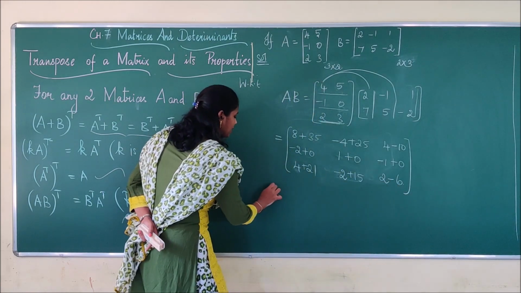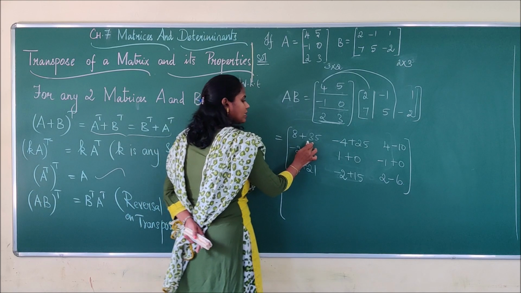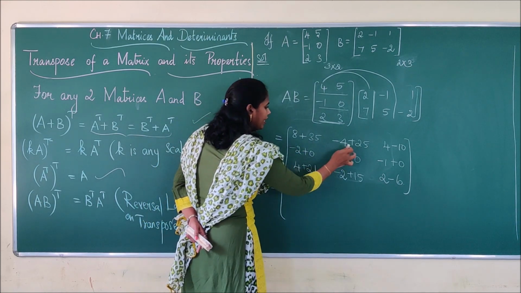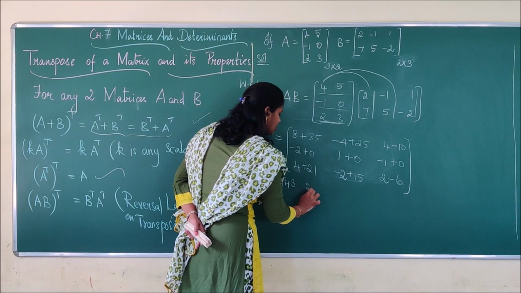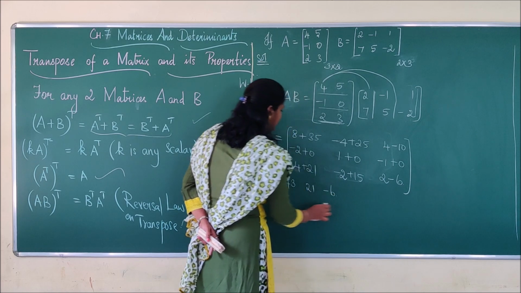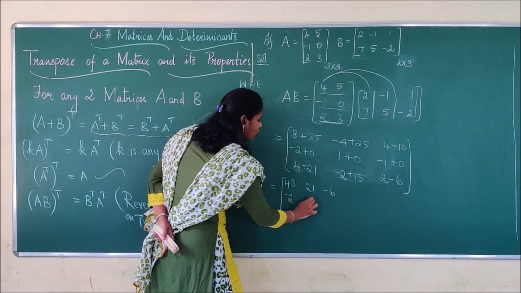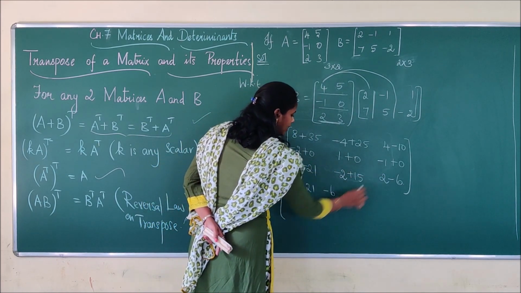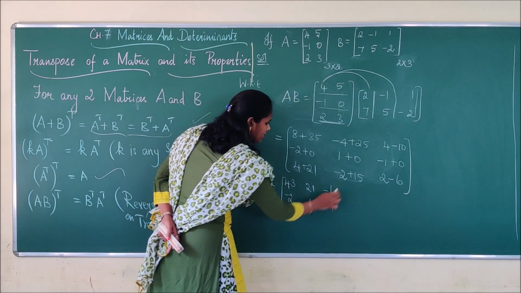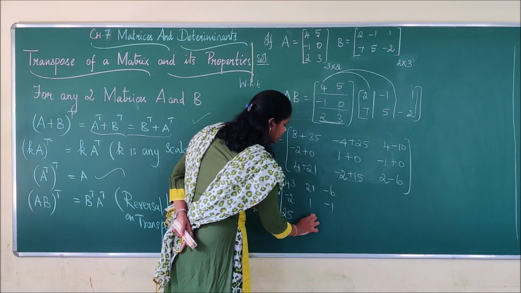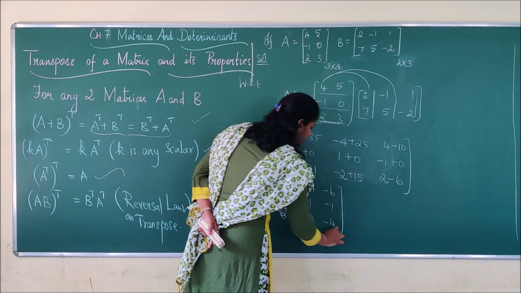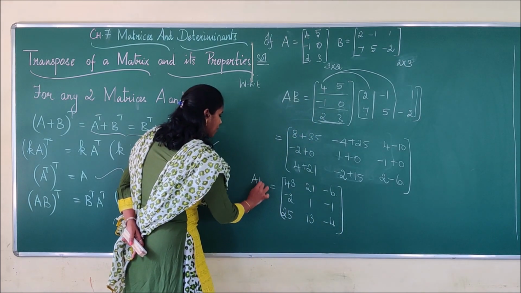Now just simplify this. So I will be getting what? 35 plus 8 is 43. And here minus 4 plus 25 is 21. And here 4 minus 10 is minus 6. Here this is minus 2, this is minus, plus 1, here I will get minus 1 and here it is 25, and this is minus 2 plus 15 is plus 13 and here 2 minus 6 is minus 4, right? So this is my AB.